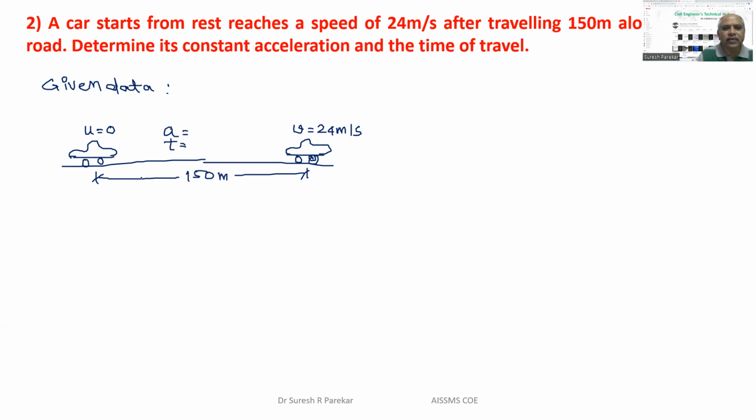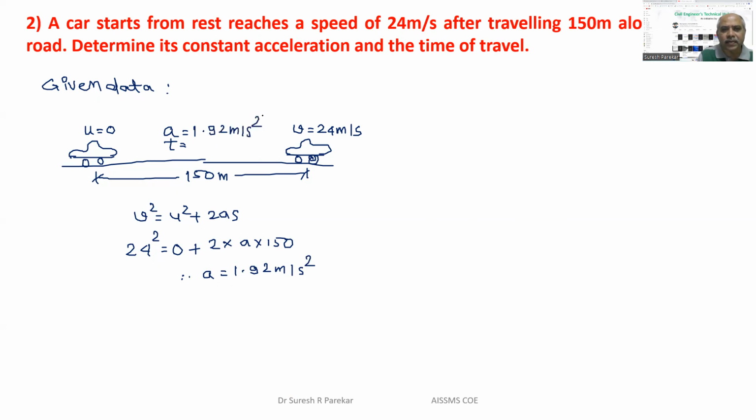Now you can see we have u, we have s, we have v. So we can use v square equal to u square plus 2as. So 24 square equal to 0 plus 2 into 150. And by solving this, we will get the value 1.92 meter per second square. So we have constant acceleration 1.92 meter per second square.